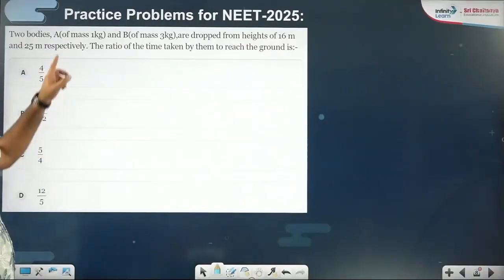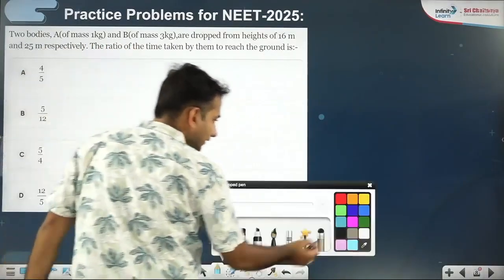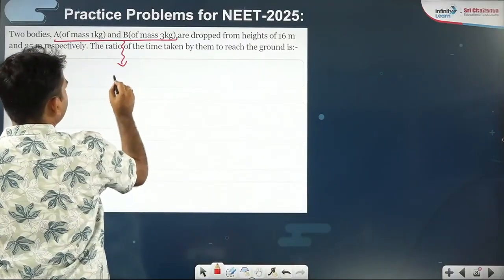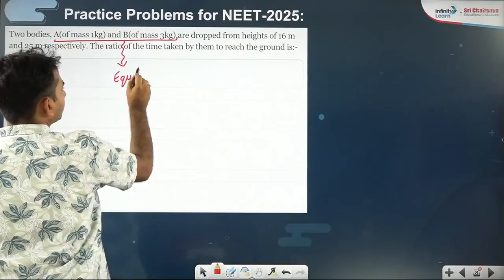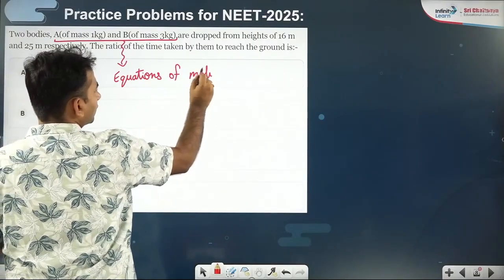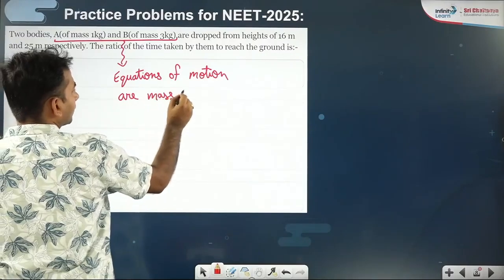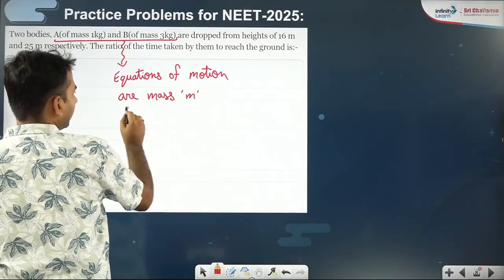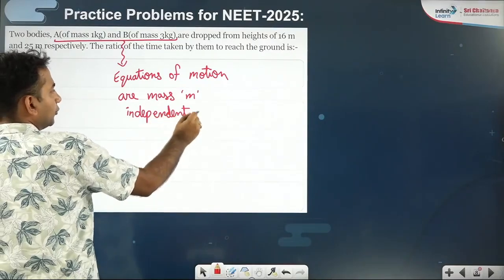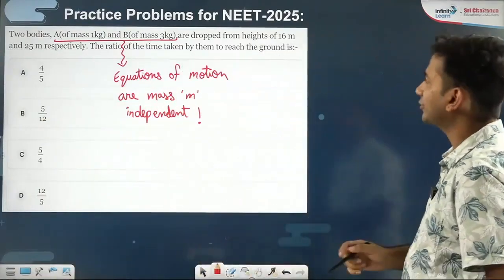So two bodies, A of mass 1 kg and B of mass 3 kg. Masses don't matter in the equations of motion. Equations of motion, the kinematics equations, are mass independent. They don't depend on mass M. So even if the mass is given in the question, don't get worried. It is going to be a very simple analysis for us.